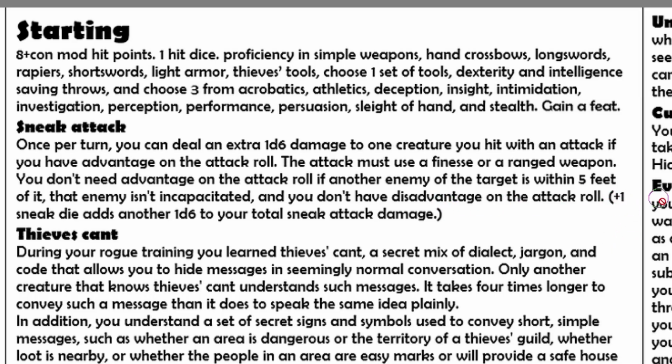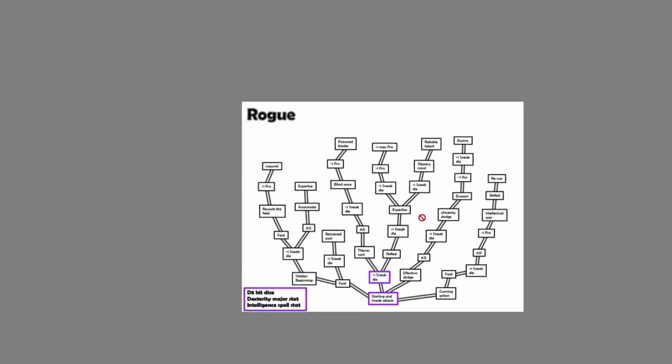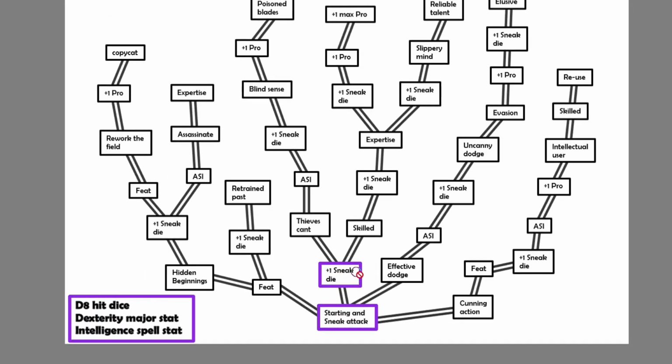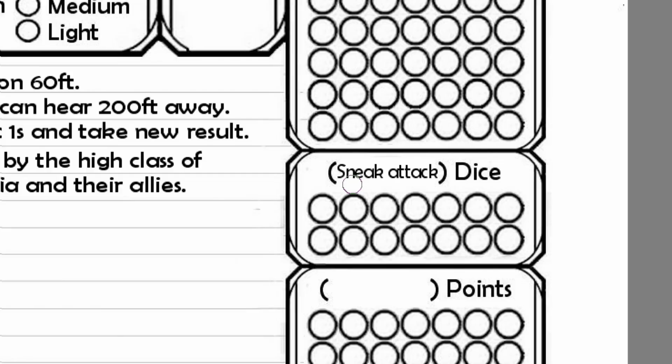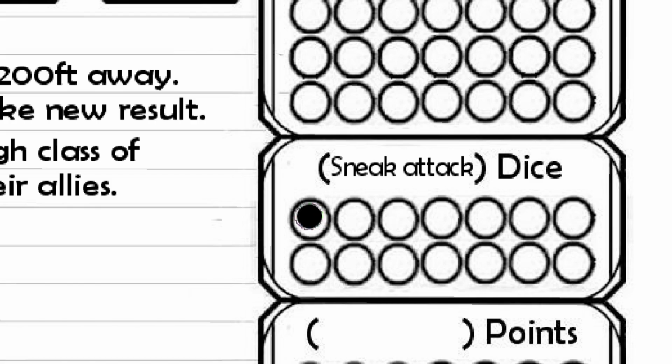And then whenever we get the +1 sneak die, it will add another 1d6 to our total sneak attack damage. Just like I said earlier, we already have a +1 sneak die, which means in total, whenever we sneak attack on this character, we'll be able to roll 2d6. And I'm going to go ahead and mark that down in the dice section of the character sheet. Under sneak attack dice, I've written down sneak attack here. We're going to go ahead and fill in 2 of the dots because that means that we have 2d6 adding to the roll. If we were to receive more of these features, we can go ahead and mark more of the dots out to fill up our collection of sneak attack dice.